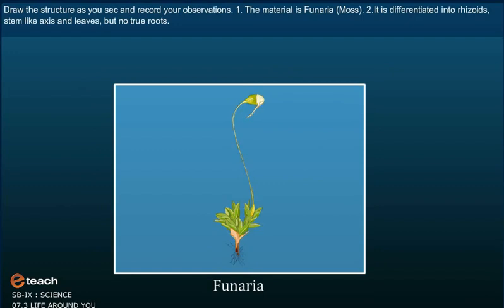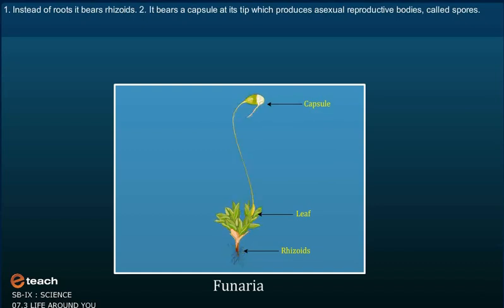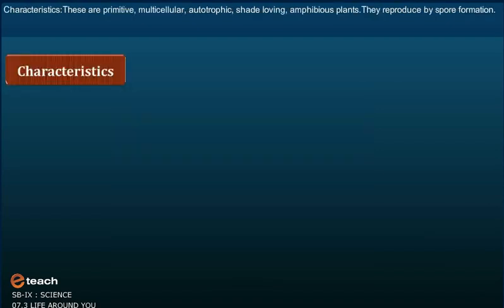The material is Funaria, moss. It is differentiated into rhizoids, stem-like axes and leaves, but no true roots. Instead of roots, it bears rhizoids. It bears a capsule at its tip which produces asexual reproductive bodies called spores.